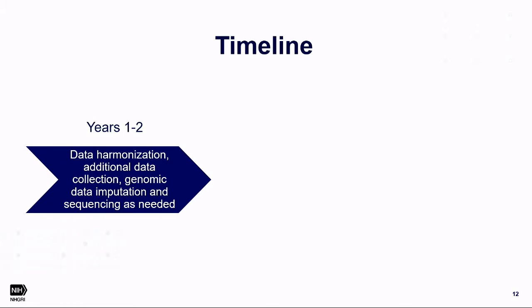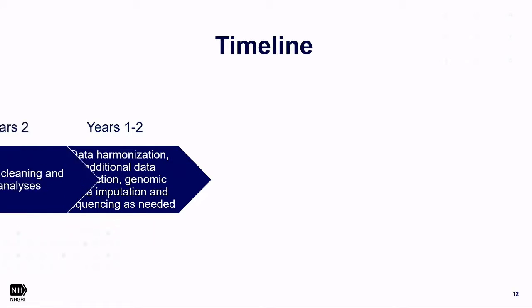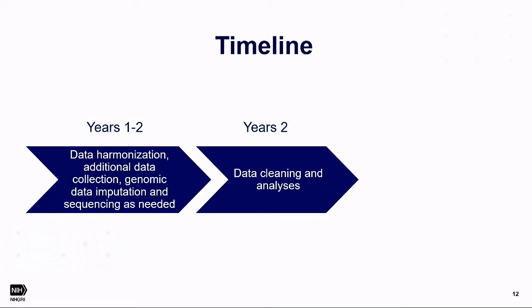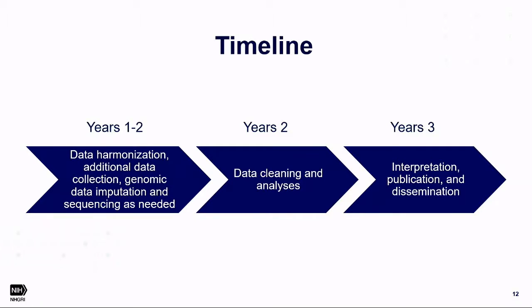In terms of timeline, we propose a 3-year study for this pilot. In the first 2 years, the focus is on data harmonization and additional data collection, such as environmental data, genomic data imputation, and sequencing as needed. In year 2, investigators should complete the data cleaning and the data analysis. Year 3 is for dissemination, including the results, interpretation, publications of preliminary results, and the lessons learned.